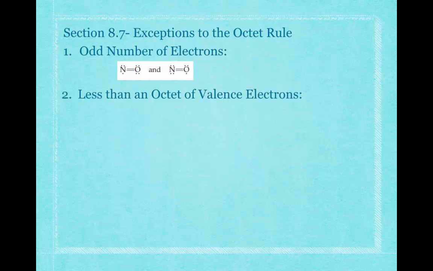The second exception is when you have less than an octet of valence electrons around the central atom. Now, the two elements that this tends to happen for are boron and beryllium. And so I'm going to show you right now an example for boron. This is the dominant Lewis structure for boron. Notice boron only has 6 valence electrons around it.